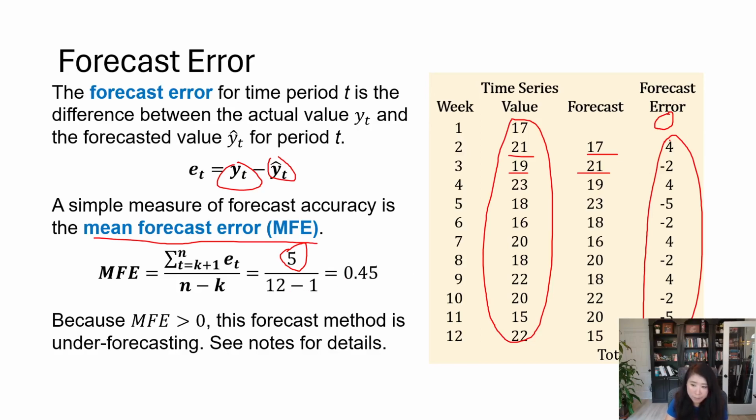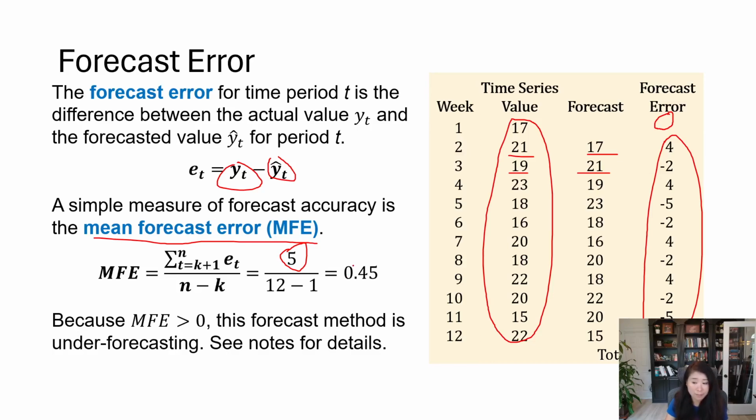In another way, if you just find the average of this forecast error here, you will get 0.45 as well. Okay, and again, we will show how to use Excel to do the calculation in the computer skill module, so you will learn more about how to use Excel to calculate the MFE.